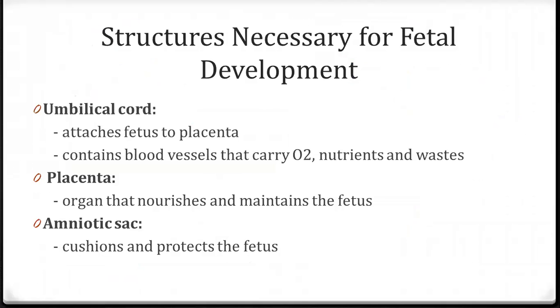Okay, so structures necessary for fetal development. You need an umbilical cord that attaches the fetus to the placenta. It contains blood vessels that carry oxygen, nutrients, and waste. The placenta is the organ that nourishes and maintains the fetus, and the amniotic sac cushions and protects the fetus.